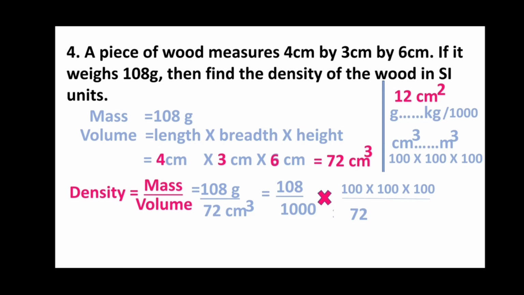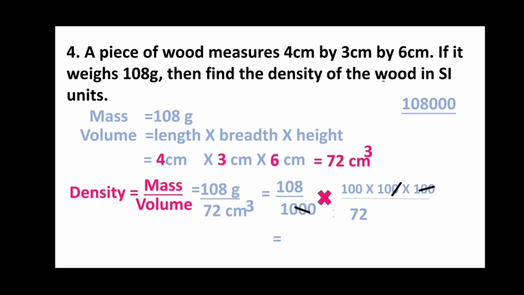Now we have to do cancellation. The 3 zeros of 1000 will get cancelled by any 3 zeros of 100 into 100 into 100. So now what is remaining? 108 with 3 zeros divided by 72. Now we can do the cancellation. Let us choose the multiplication table of 2. How many times 2 will go in 7? 2 3s are 6. So that 3 we will write, 2 3s are 6. But here the number is 7. So balance is 1. That 1 we will write here.